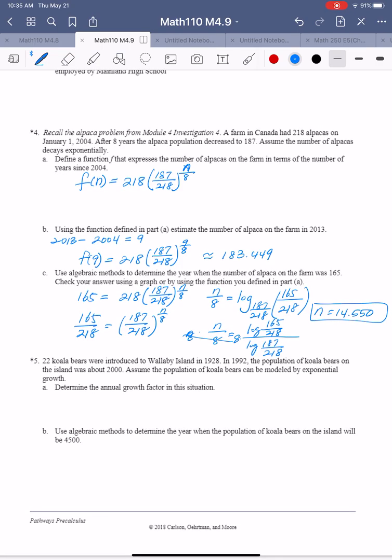All right, number 5. 22 koala bears were introduced to Wallaby Island in 1928.